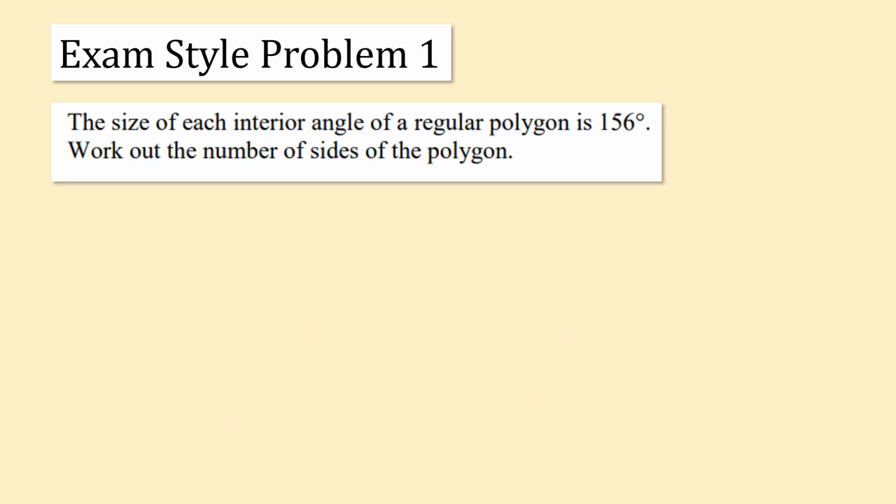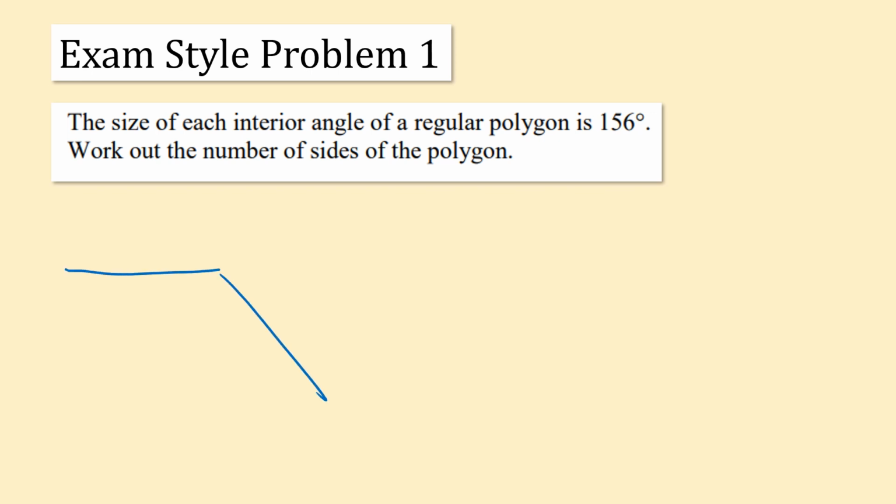Okay, we're now going to look at a couple of exam style problems, and I'll just talk you through my approach. I've not seen these questions before making this video, I'm just going in blind and going to talk through what I would do. So we've got: the size of each interior angle of a regular polygon is 156 degrees. Work out the number of sides of the polygon. So I would start with a sketch.